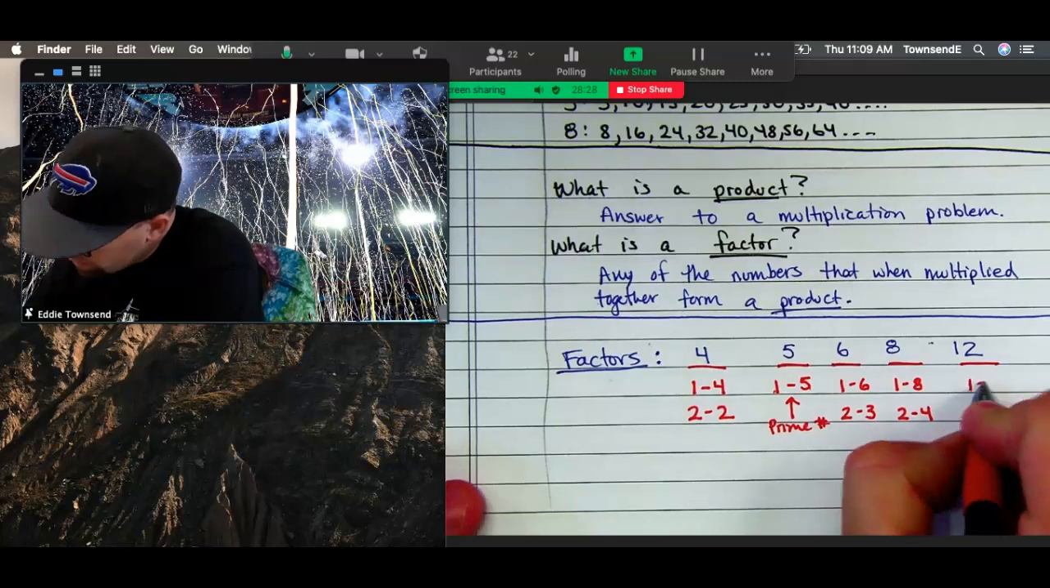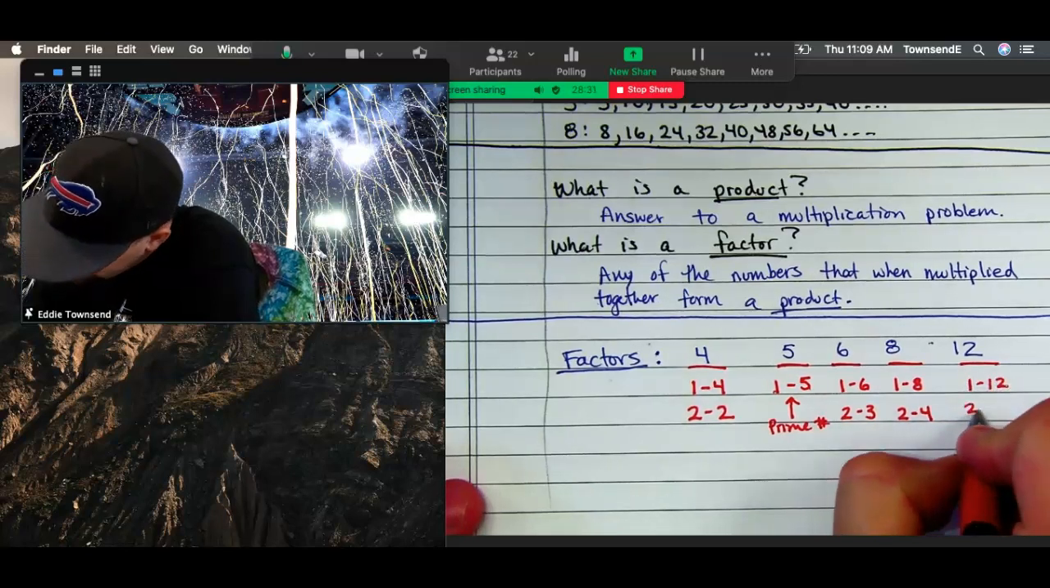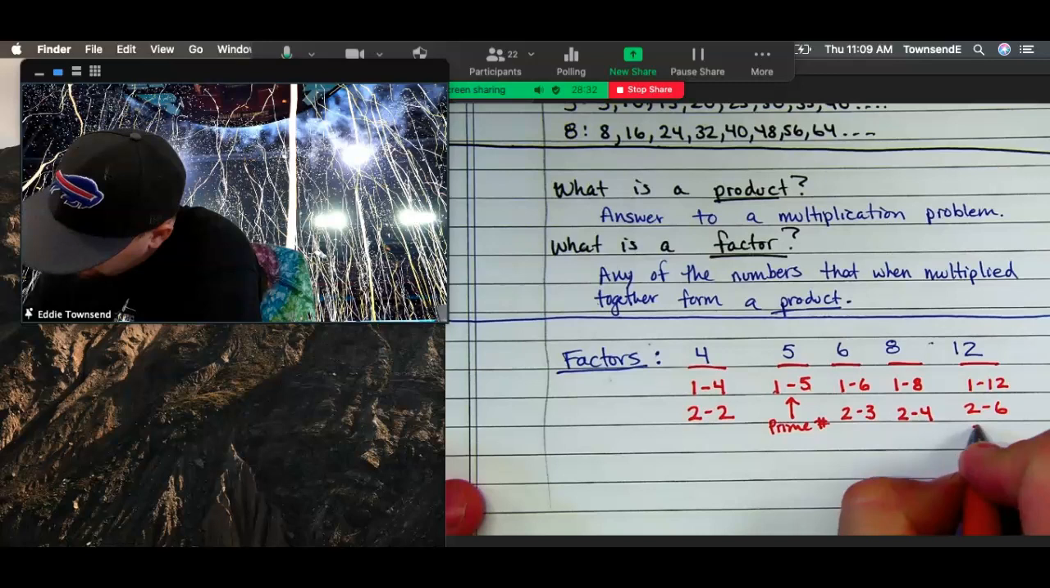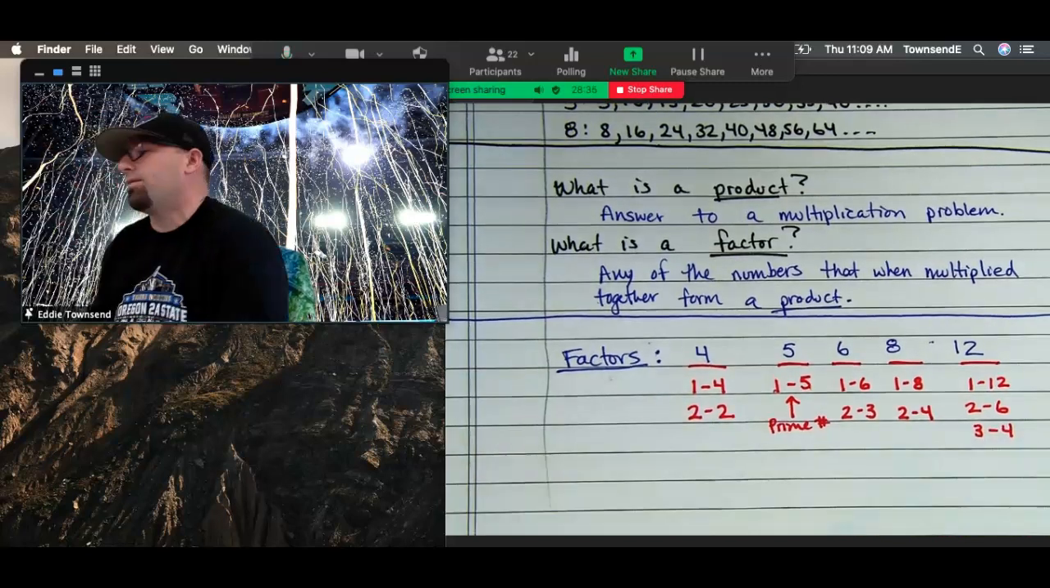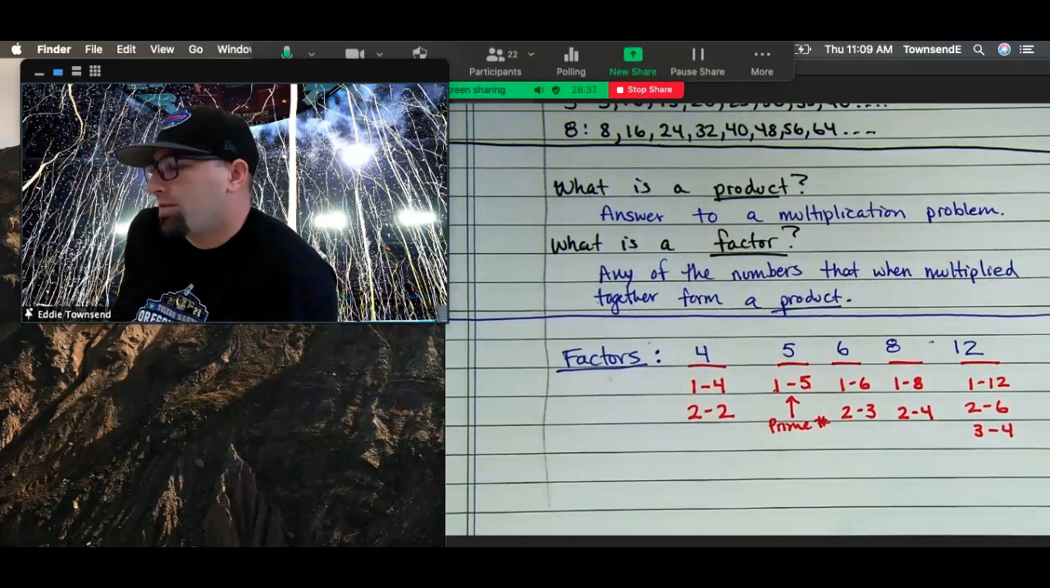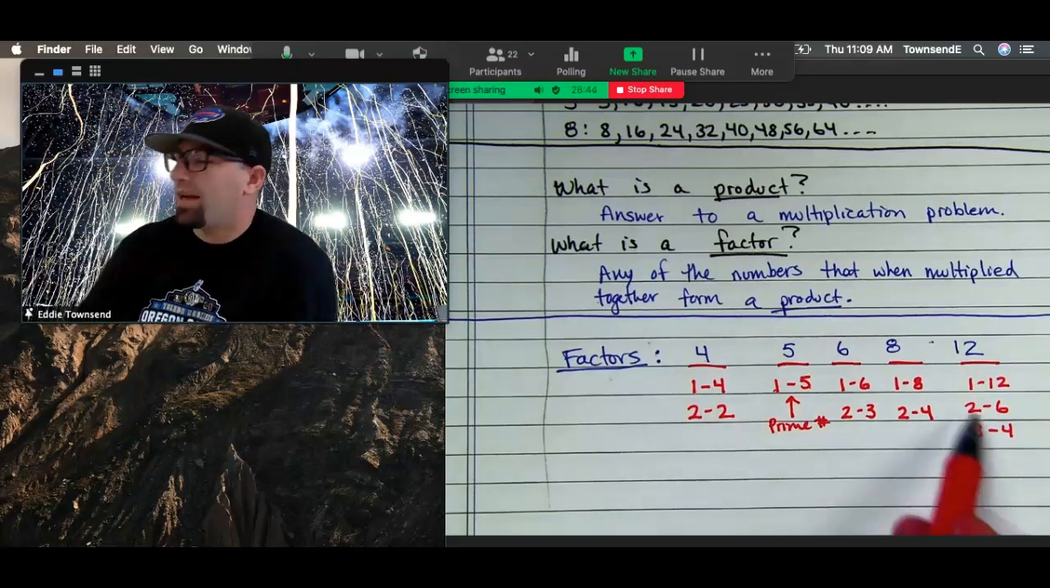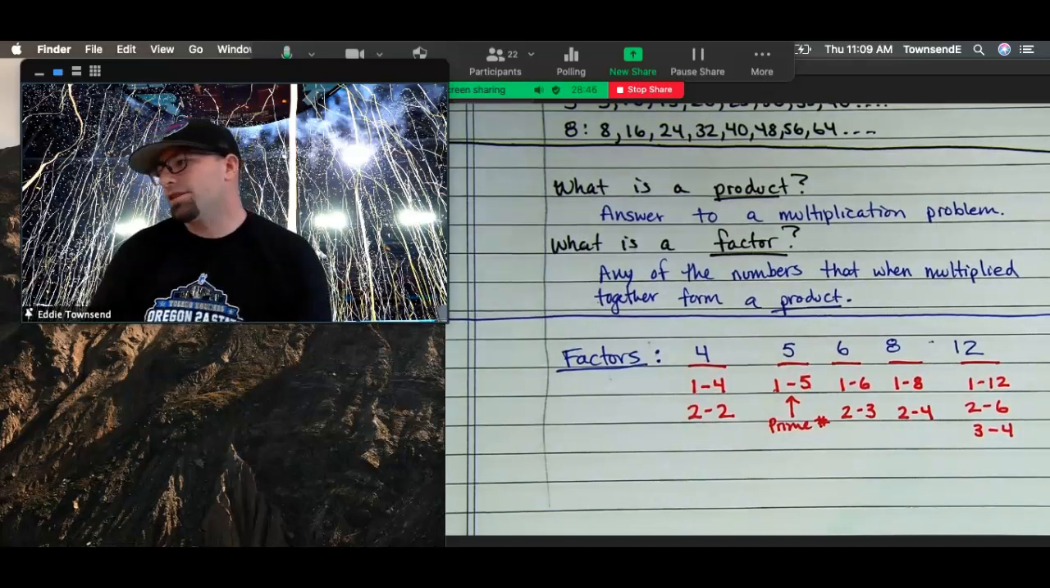So we got 1 and 12, 2 times 6, and 3 times 4. 4 times 3, so you don't repeat it. 5 times nothing, because it's 5, 10, 15. 6 times 2, we already got that. Okay, so those are the factors.